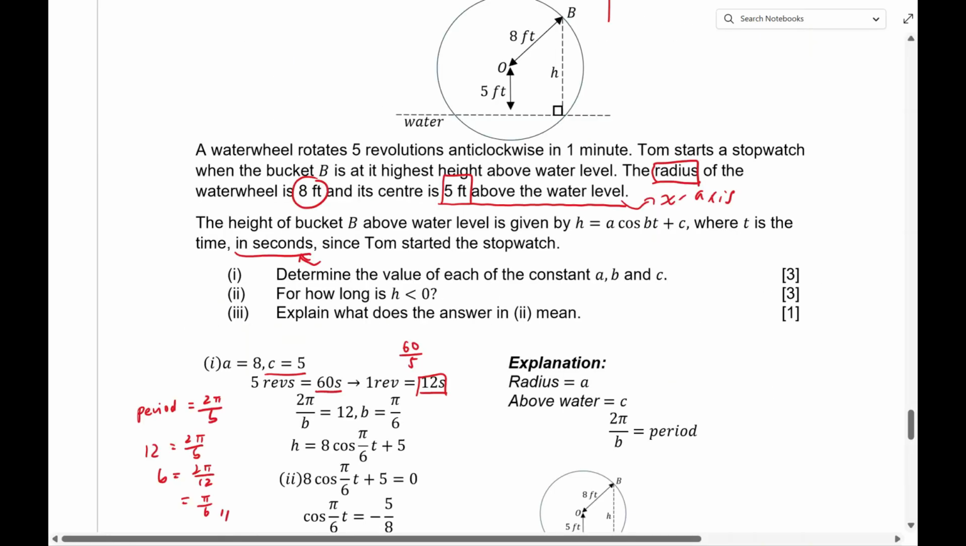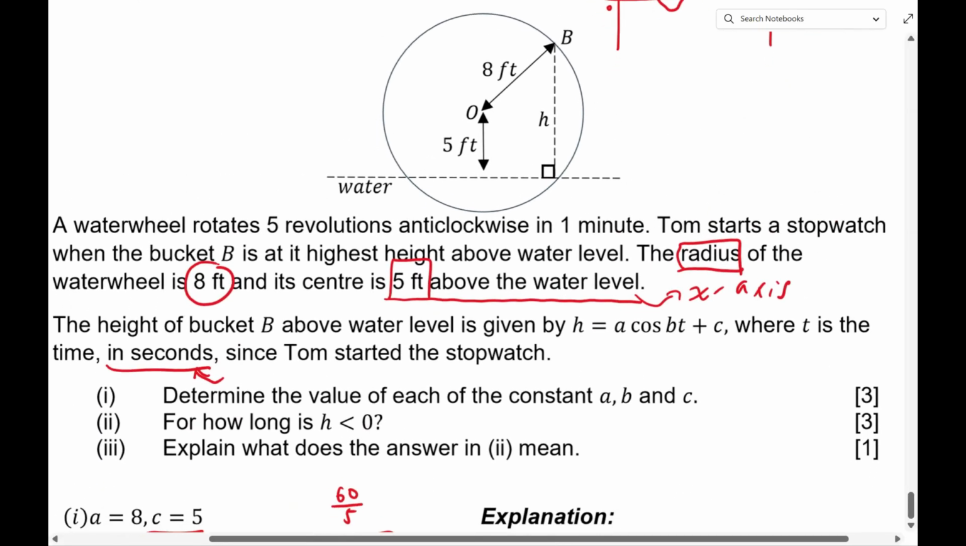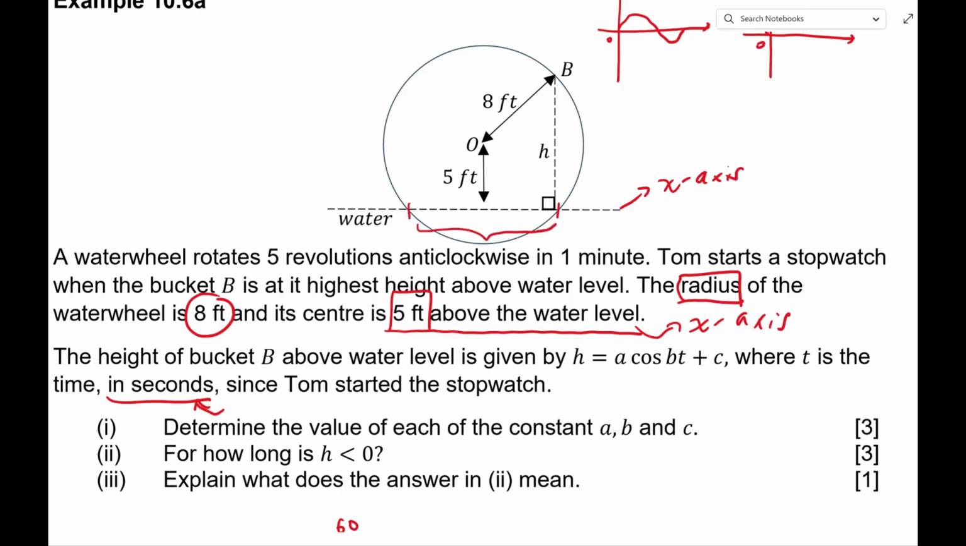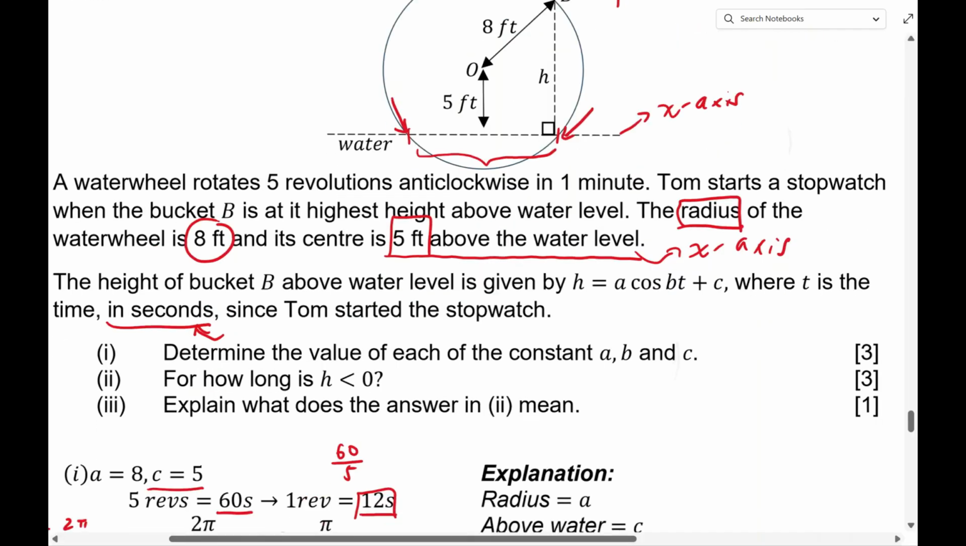For part 2, for how long is h less than 0? What does this mean? Looking back at the diagram, if we are taking the water level as the x-axis, h is less than 0 when the circle is under this water level. From here to here. This is when h is less than 0. Therefore, we will need to find this value and this value, which are the x-intercepts.